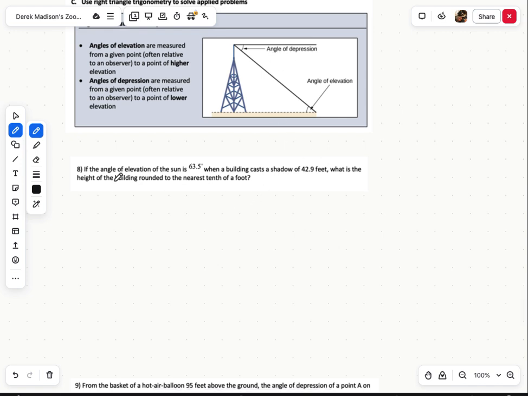So for this one, we have the angle of elevation of the sun is 63.5 degrees when a building casts a shadow that long. What is the height of the building rounded to the nearest foot? So let's see if I can draw this halfway decent over here. Here's going to be the top of my building.